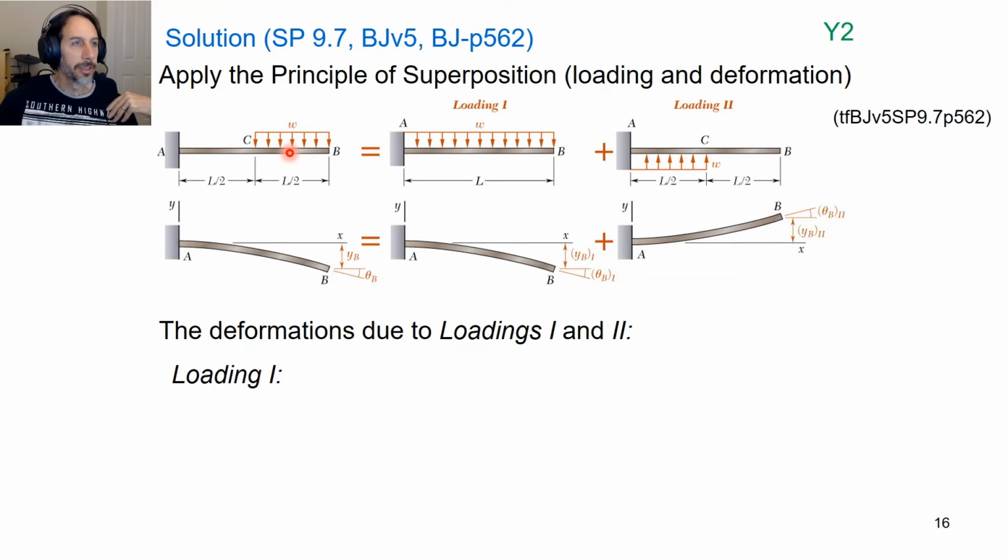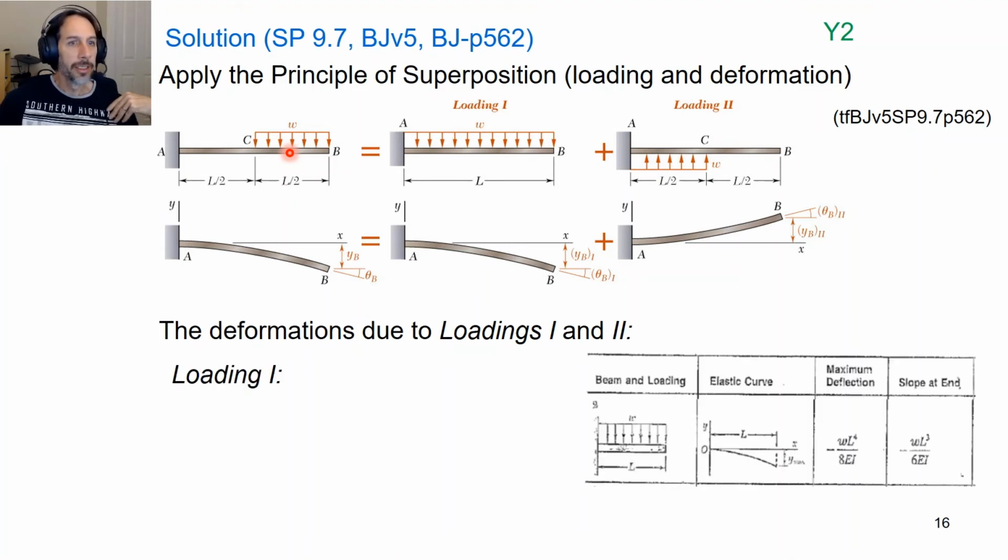Let's have a look at this. Loading 1 is fairly simple. We can go to our standard case here and look up our table. Yep, we've got that. We can work out deflection and slope, no problem, because the maximum deflection and the slope at the end is given. So we can simply put that in. That is there, and our deflection is simply that. Easy enough. All right, loading 2. That's this case here.